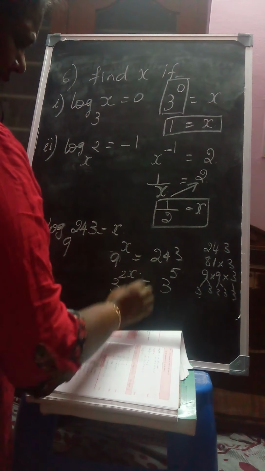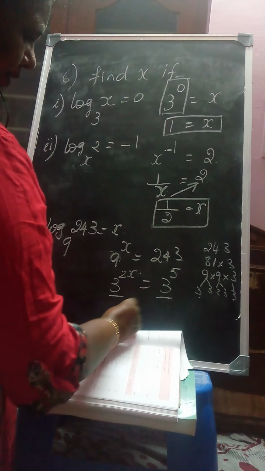Now equate the powers as the bases are the same. 2x is equal to 5. So x will be equal to 5 by 2, which is 2 and 1 by 2.